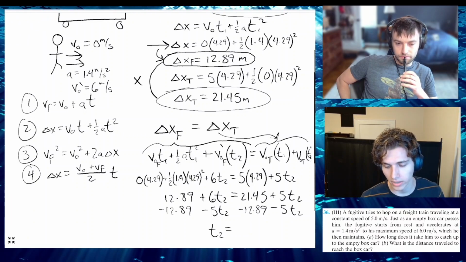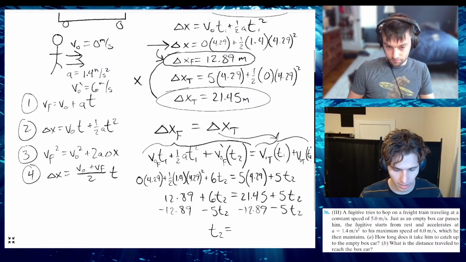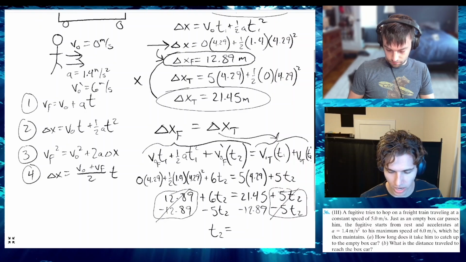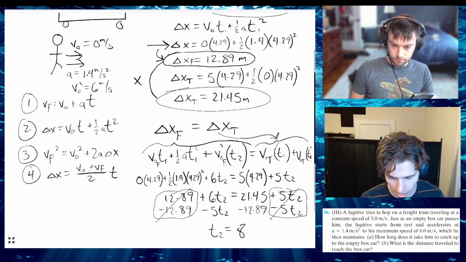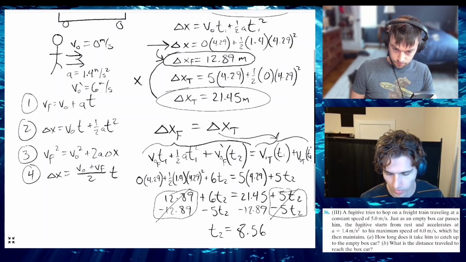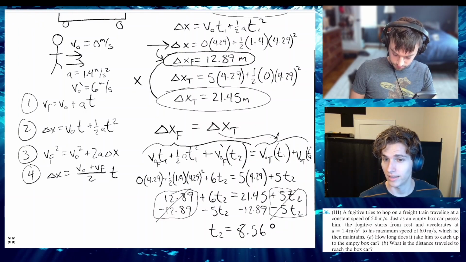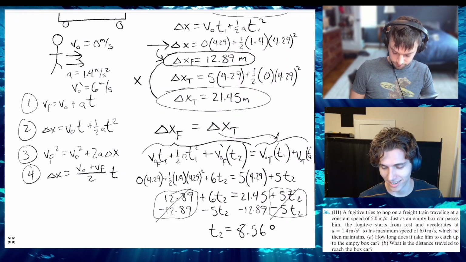Pull out your calculator and go ahead and do 21.45 minus 12.89. Keep in mind, these just cancel out. That's the whole point of subtracting those numbers. 8.56. Perfect. That's what I get. 8.56. What's the unit? It's time. Oh, it is time. Seconds. There we go.